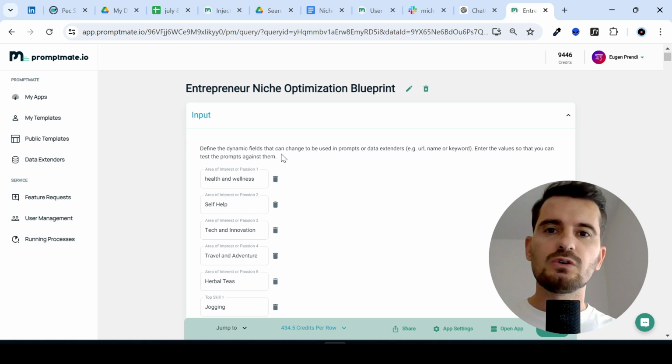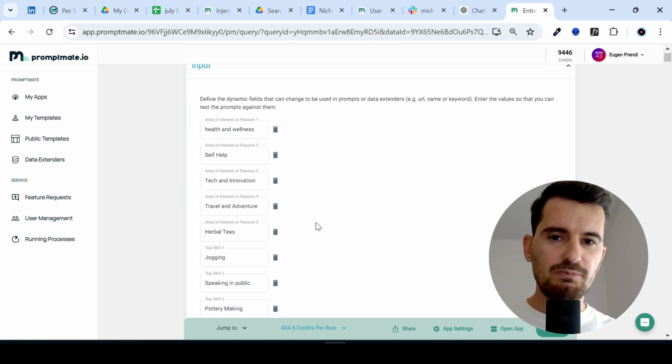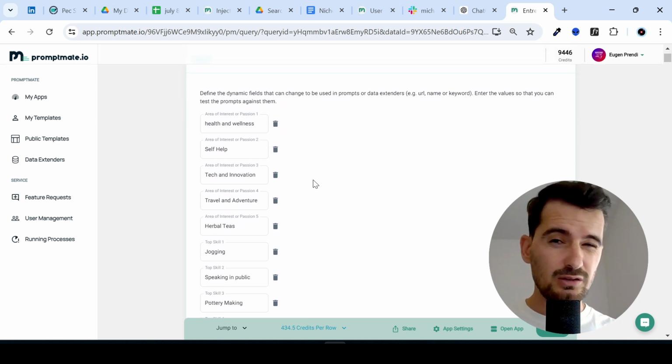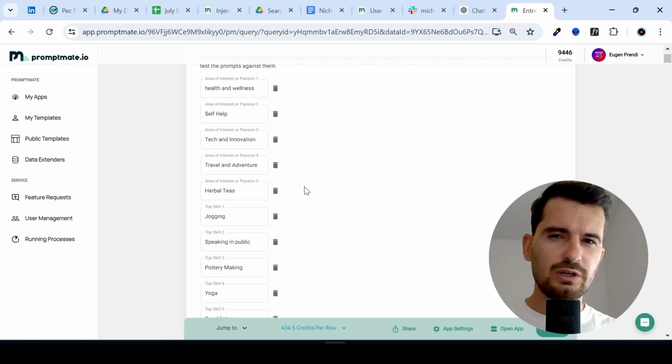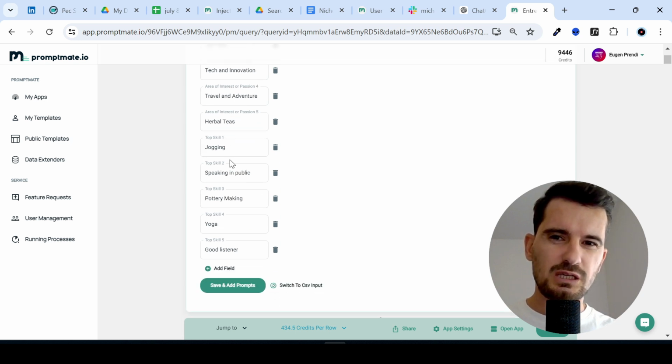So this is the reason why, as an input, this might look like a long input list, but really it is just the top 5 areas of interest or passion. So you got 1, 2, 3, 4, 5, and then you got top skill 1, 2, 3, 4, and 5.